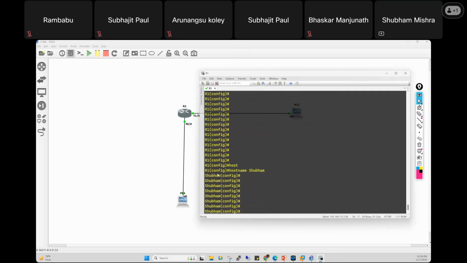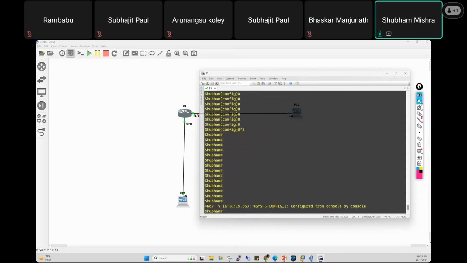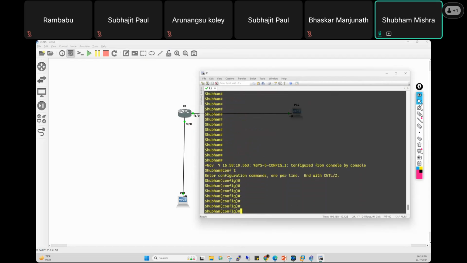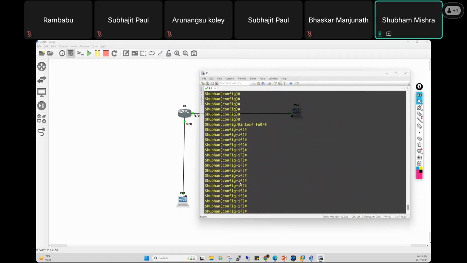See, now what is the name of this router? Shubham. Yes or no? The name changed. And right now you are in global configuration mode. I press Control Z. Which mode am I in? Privilege mode. In privilege mode also the name is the same. Now I write conft, and I write interface fast Ethernet 0/0. I am in a different mode, but again the name is the same.